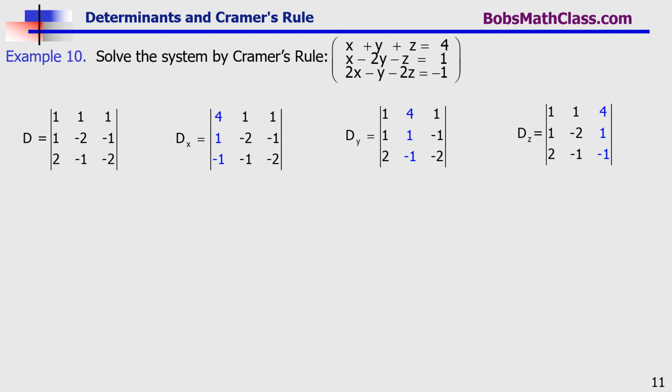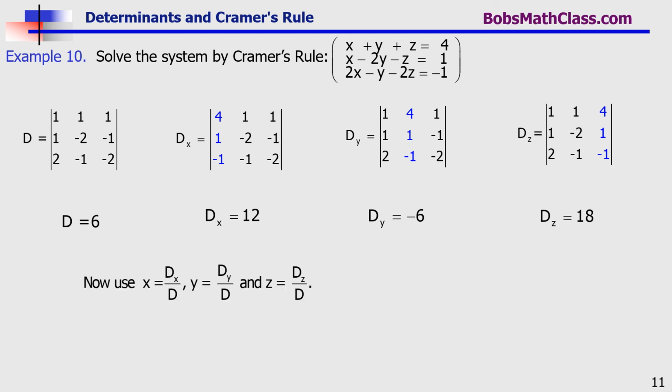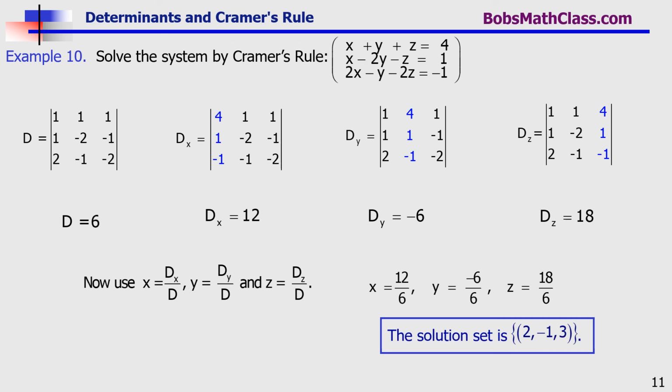Yeah, we do. Okay, there's our d, which is 6. Again, I'm not showing all the work. There's our dx, there's our dy, and there's our dz. And we go right to the punchline, right? x is dx over d, y is dy over d, and z is dz over d. So you should get 2, negative 1, 3.